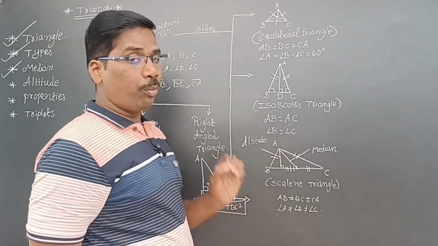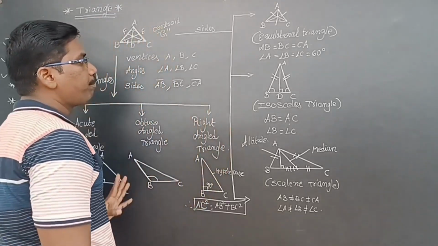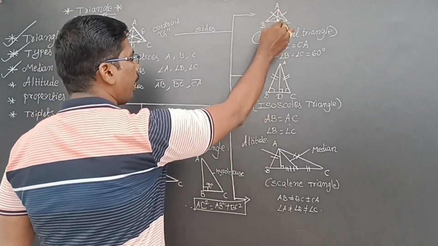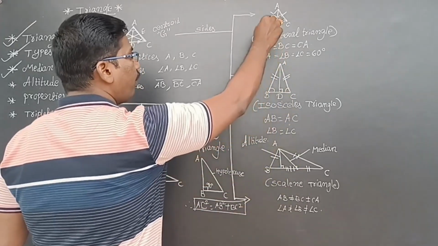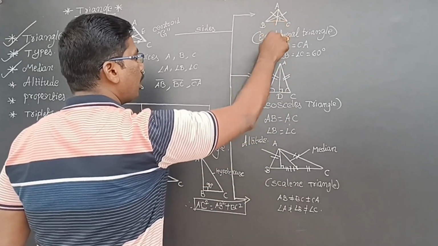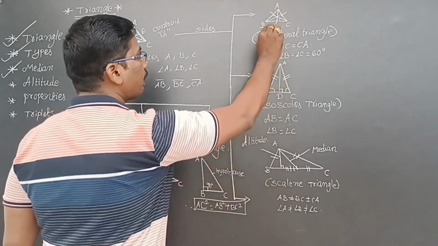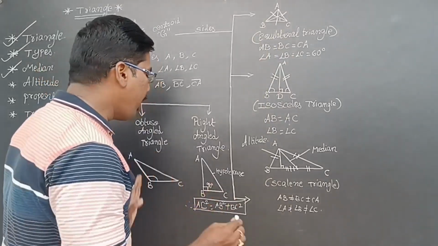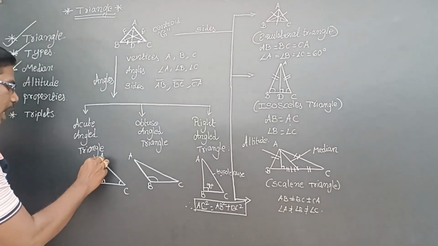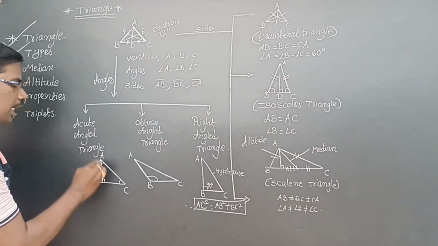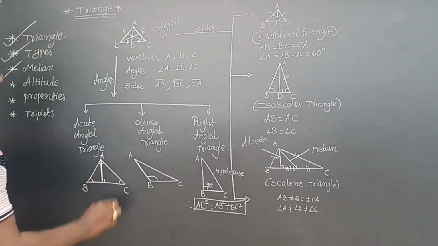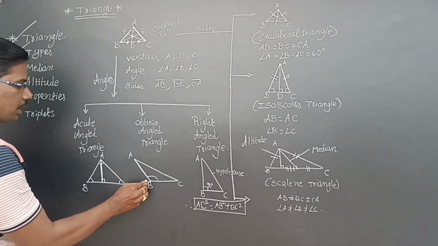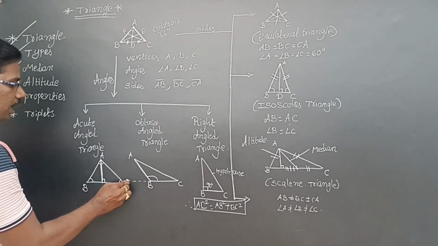Now here, a very important point, listen. In equilateral, isosceles and scalene triangles, every altitude or height is inside the triangle. In an acute triangle, the altitude is inside the triangle. In an obtuse angle triangle, the altitude is outside the triangle, meaning exterior of the triangle.